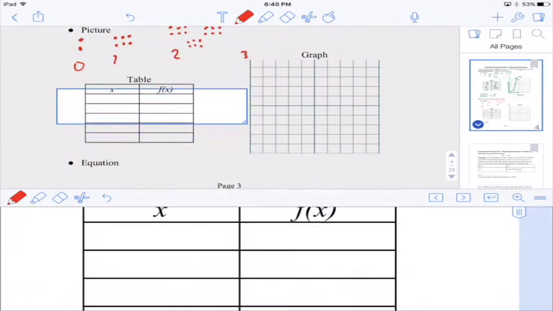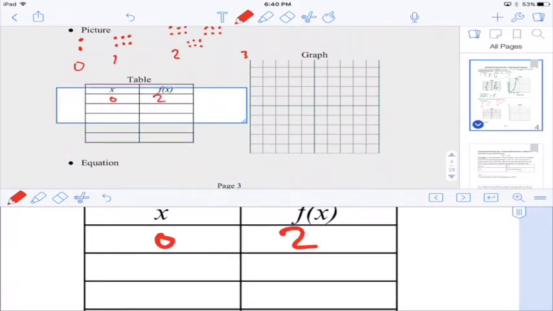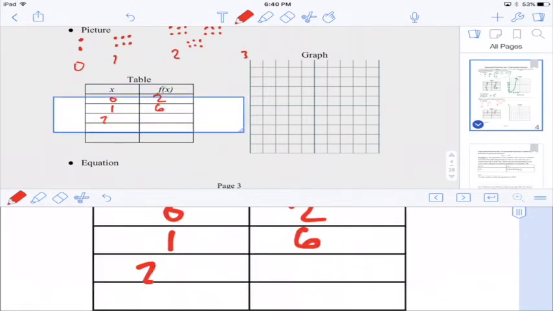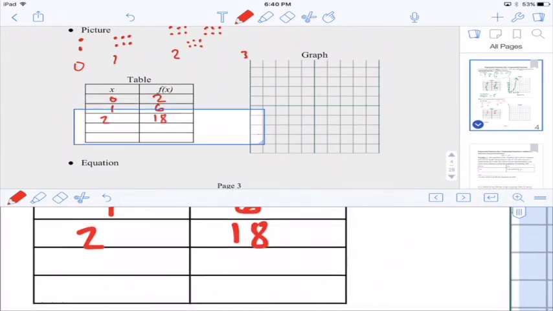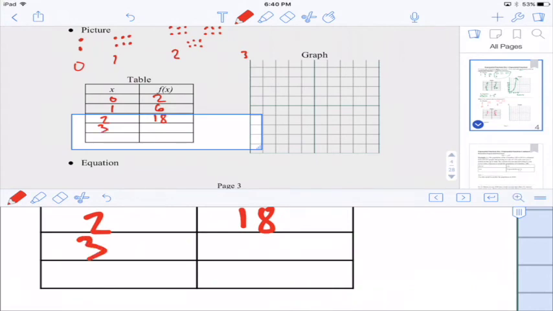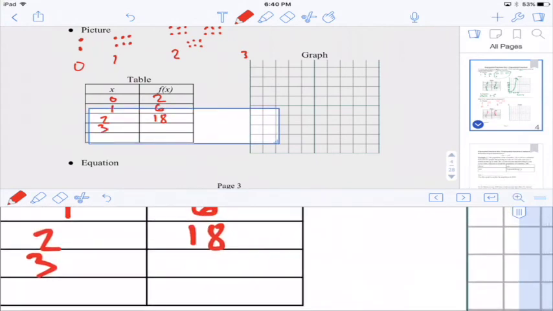So let's just do that in our table. We had 2 bacteria to start. After 1 hour, they all tripled, and we got 6. After our second hour, they all tripled, and we got 18. After a third hour, it's all going to triple again. 18 times 3 is 54.